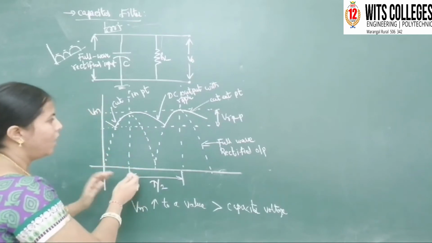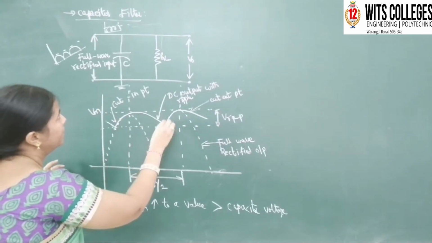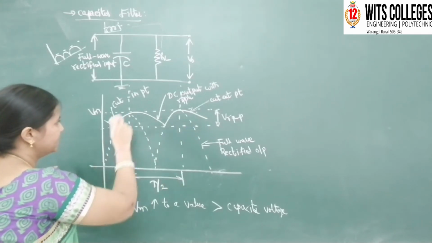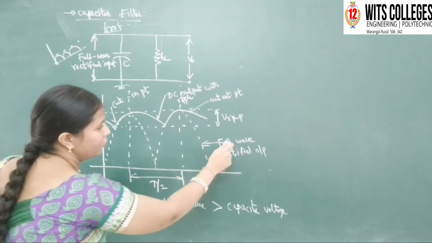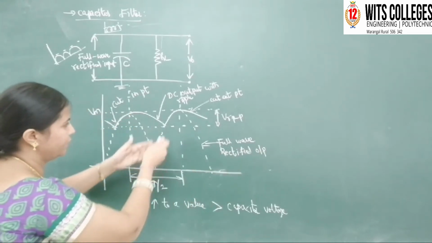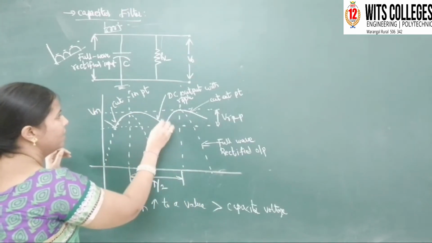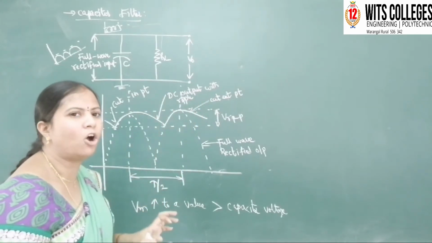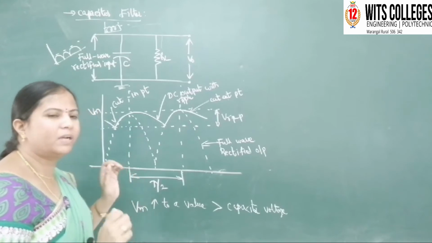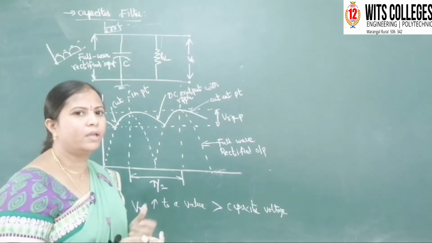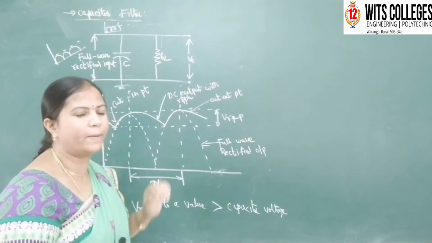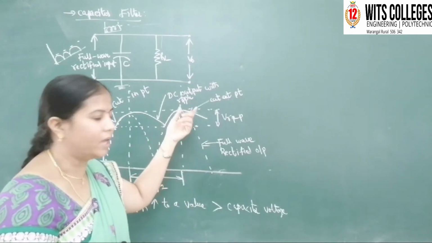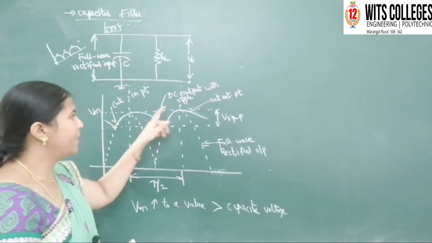So this is the output of the capacitor filter, and it is going to be like this. The dotted lines indicate the full wave rectifier input, and this is the DC output with ripples. It is not a pure DC waveform, but some ripples will be added. So this is the output of the capacitor filter.